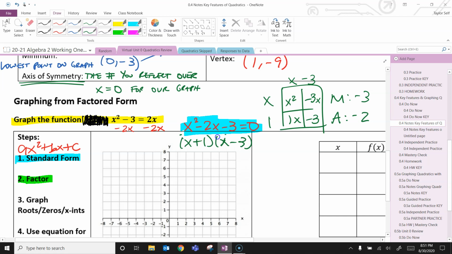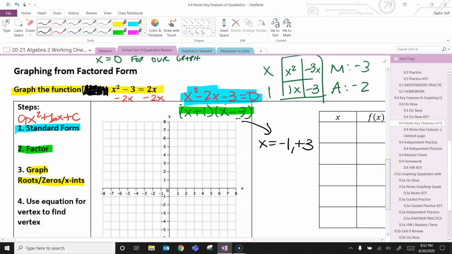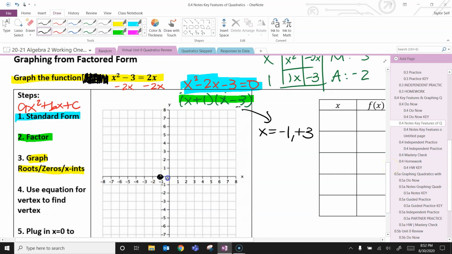Okay, so now that we've factored, here's what we're going to do. We're going to graph. The first thing that we're going to graph is the roots, or the zeros, or the x-intercepts. So let's go ahead and find those. What does x equal? X equals, remember, flip the sign, negative 1 and positive 3. So we can put those on our graph, negative 1 and positive 3. We have now graphed the roots, the zeros, the x-intercepts. Cool. Now we're almost done.